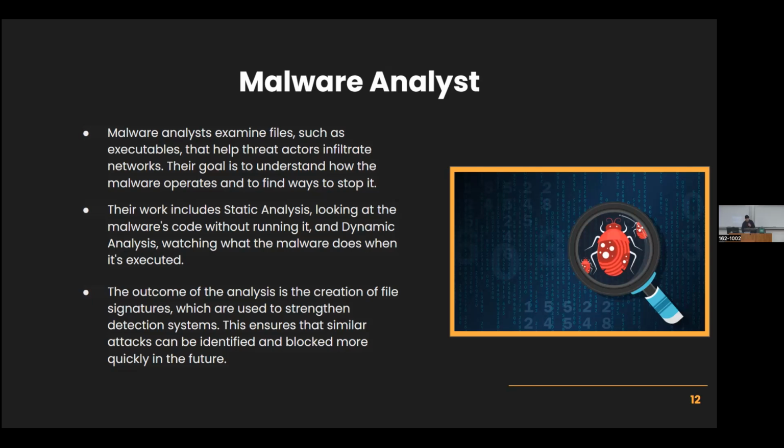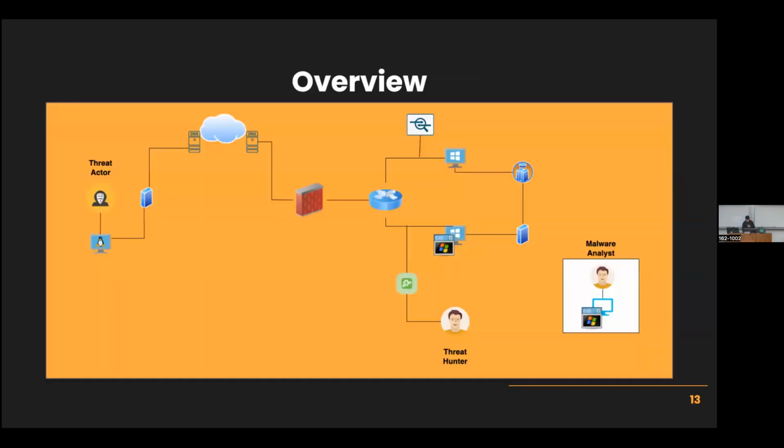They need to have a clear understanding of how it operates, how the attacker gained initial access to the network or the host in general. And the outcome is to create file signatures to go ahead and strengthen the prevention and detection systems to prevent similar attacks from happening in the future.